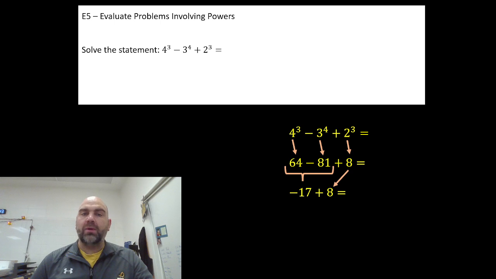At this point, all we have is adding to do, and so we add these two together and get an answer of negative 9. Remember to follow the order of operations because that is how we're expected to solve it, okay, and that way we get the same consistent answer each and every time.